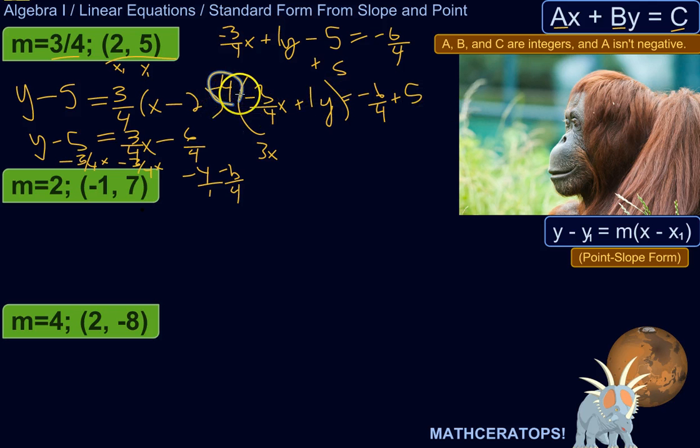So I already did this. Negative 4 times negative 3 fourths x. Now negative 4 times 1y would be just negative 4y. Now negative 4 times negative 6 fourths would be negative 6 times negative 4 is positive 24, over 4, which would be 6. So that just becomes 6.